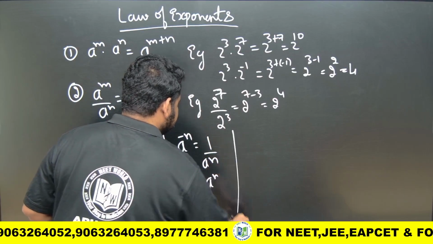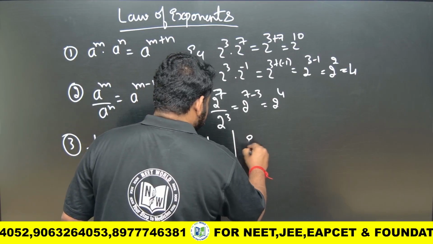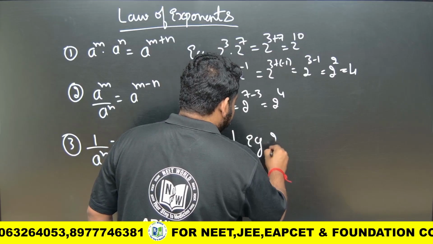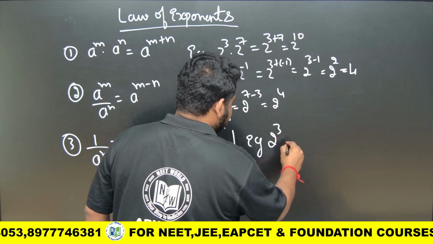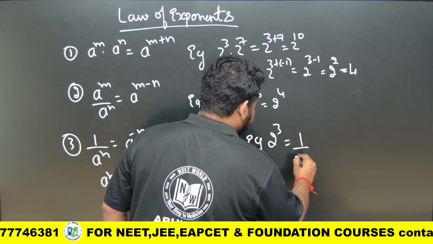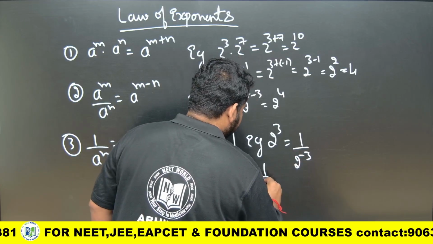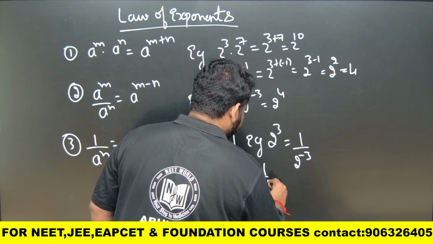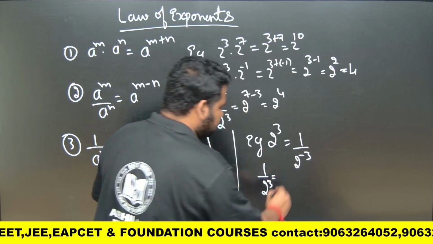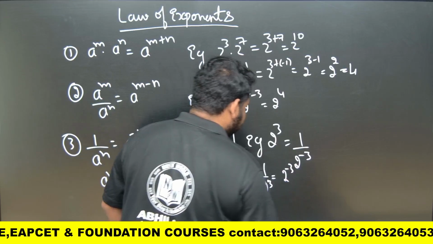Okay. Example is, see here, 2 power 3. If I bring it to the denominator, it will become 2 power minus 3, that is 1 by 2 power 3. If you bring it to the numerator, it will become 2 power minus 3.